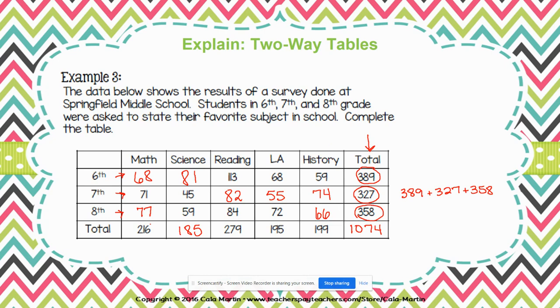And you can do the same thing for the columns. So if you add up all of these for history, they should equal 199. If you add up all of these for language arts, they should equal 195. So you can go through the whole thing and always check over your work to make sure you didn't make a careless mistake somewhere.